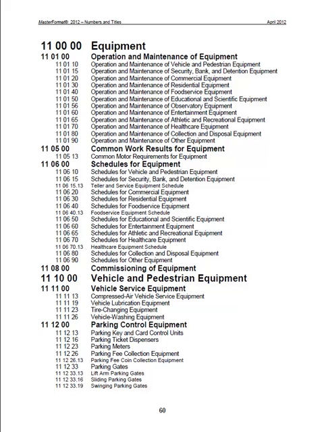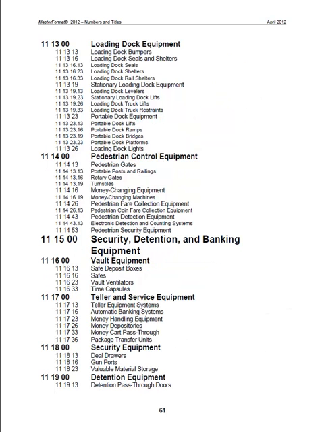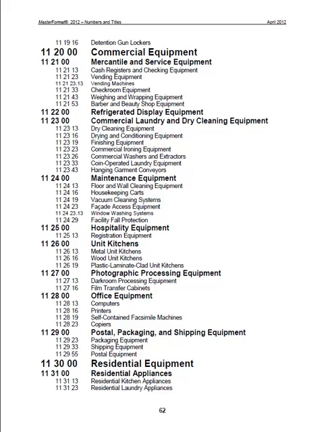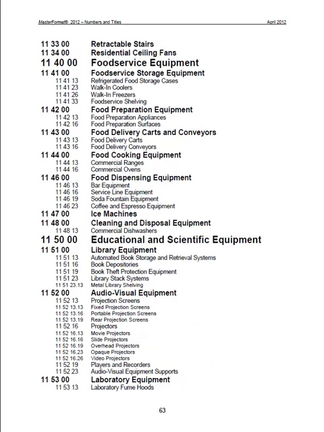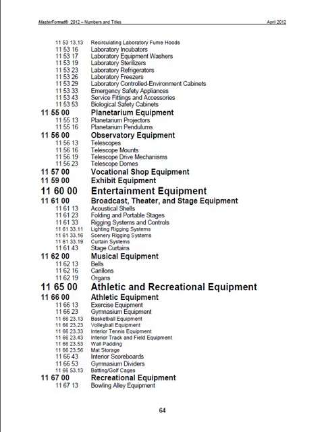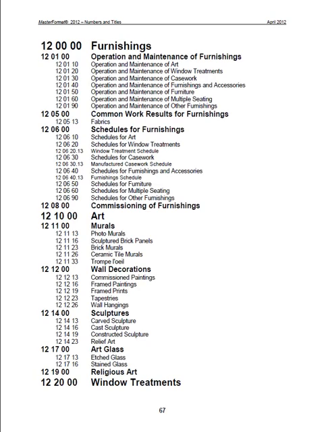Division 11 is equipment: parking ticket dispensers, vehicle lubrication equipment, tire changing equipment, pedestrian control, teller and service window equipment, unit kitchens, residential appliances, food delivery carts and conveyors, audiovisual equipment for educational materials, library equipment would all fall under Division 11. Again, I'll just flip through these things really quickly.